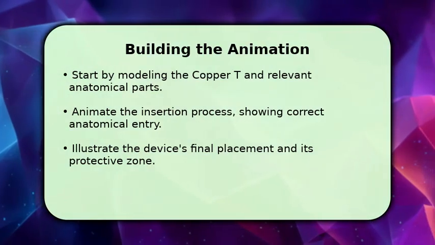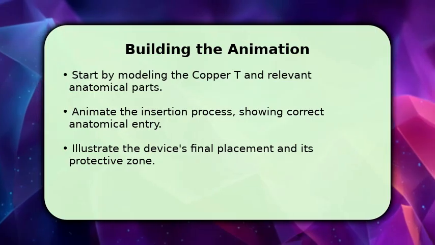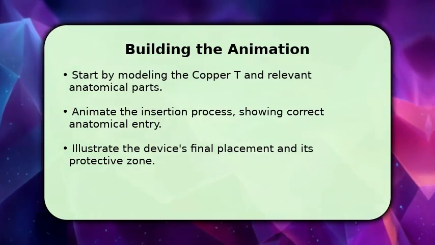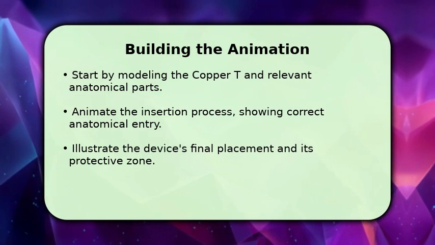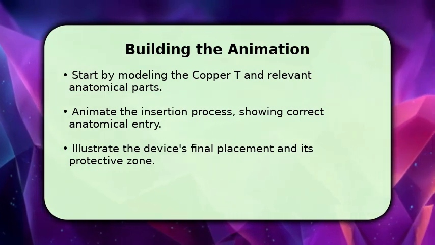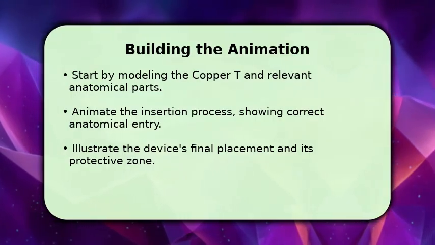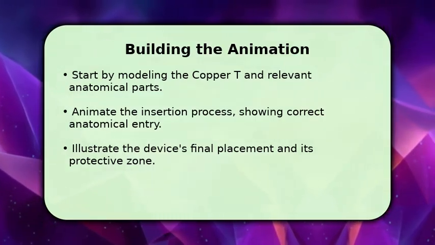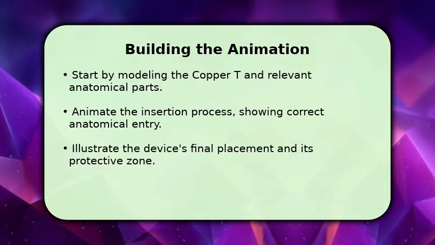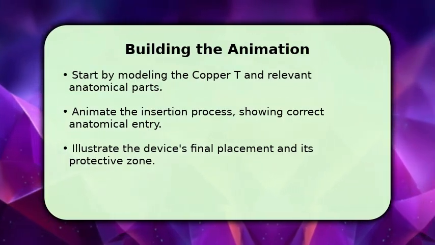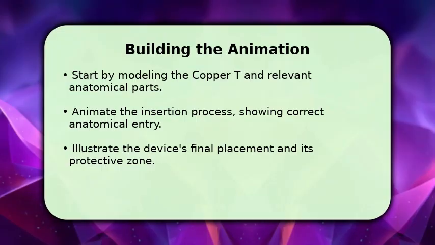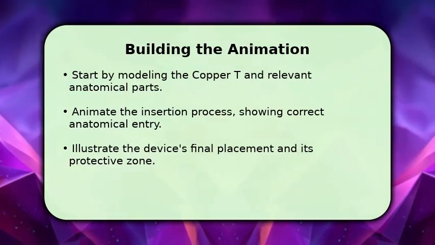Begin by importing or creating your copper T model and the uterine environment. Animate the device's gentle insertion, demonstrating the correct technique. Show how the arms of the T-shape unfold once inside the uterus. Then, illustrate the copper's presence and its role in creating an environment unsuitable for sperm. This sequence should clearly convey the mechanism of action.